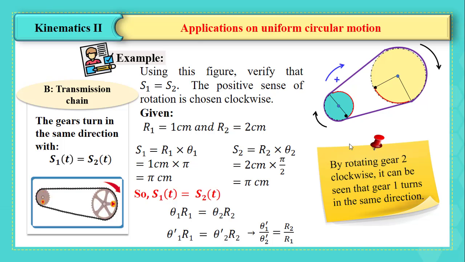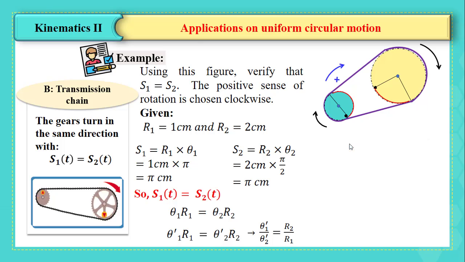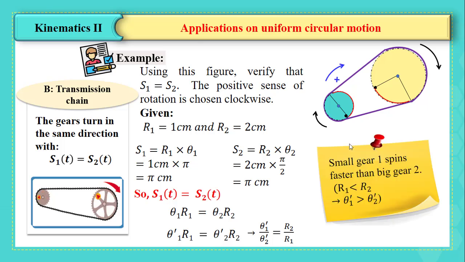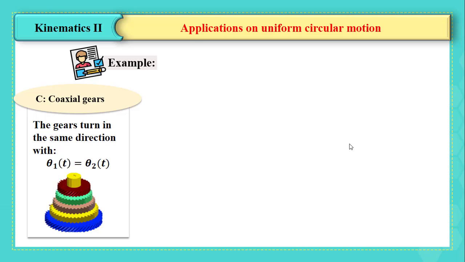Notice that in this case, by rotating gear 2 clockwise, it can be seen that gear 1 turns in the same direction. Also, the small gear 1 spins faster than the big gear 2. Since R1 is less than R2, then θ'1 is greater than θ'2. What about the coaxial gears?